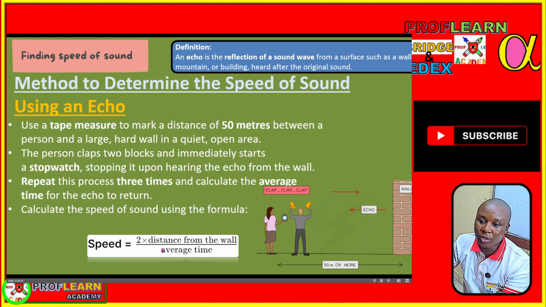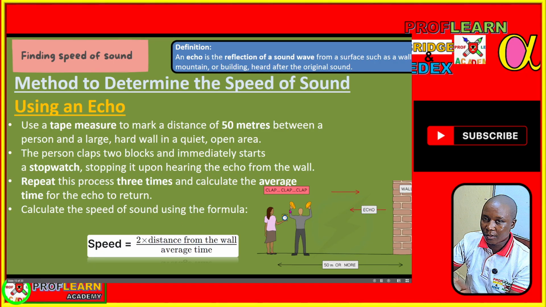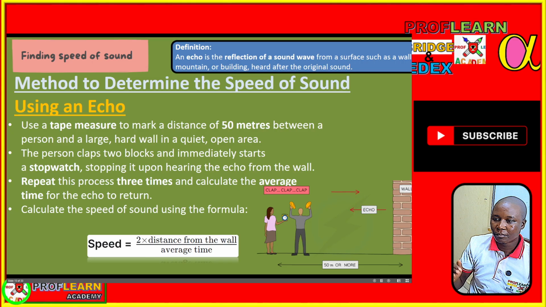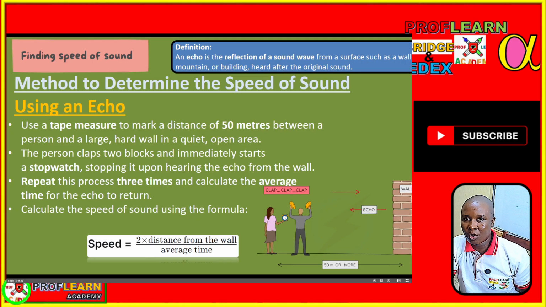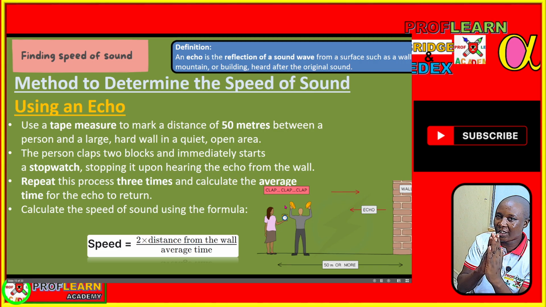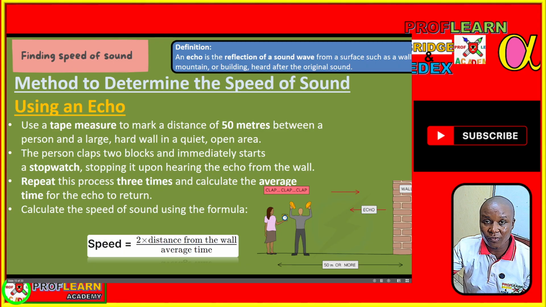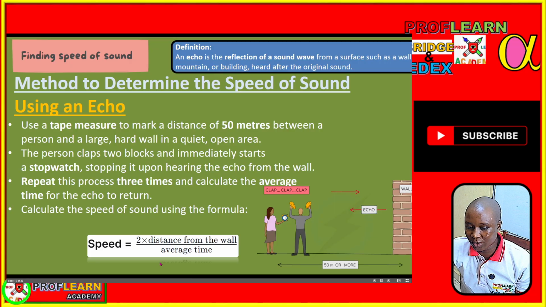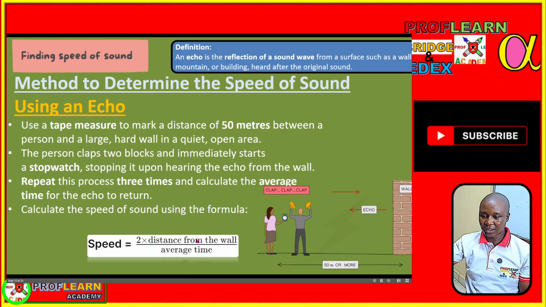Method 2, echo method. 50 meters from the wall, produce sound, and time how long it takes for the echo to be heard. Then repeat that and use the formula 2 times distance. We are saying 2 because sound will travel to the wall and come back. So you will hear the sound after it has traveled to the wall and returned back to you. So it has covered the distance of 50 meters twice. That's why we have to say 2 times the distance from the wall.